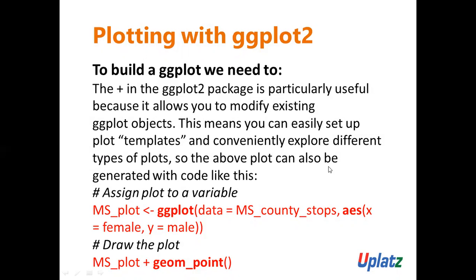So the above plot can also be generated with code like this. Now focus here: assign a plot to a variable. We have used ggplot, data equal to the data we want to use, and then the aesthetics. We have assigned this ggplot function to a variable ms_plot. Then we can write ms_plot plus geom_point to draw the plot. Got it? So it's very easy.